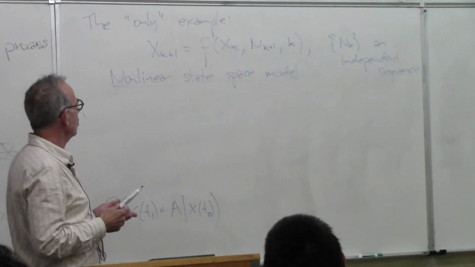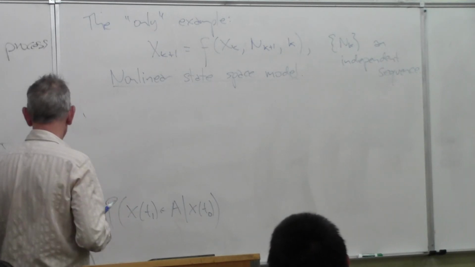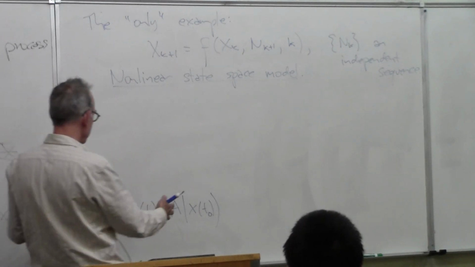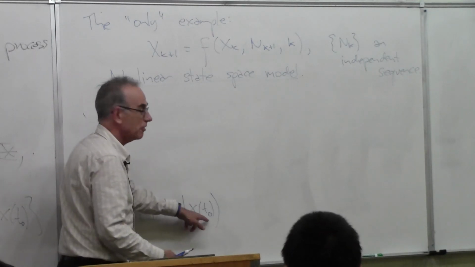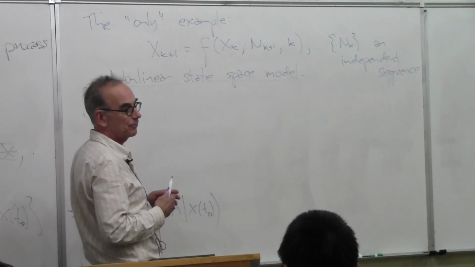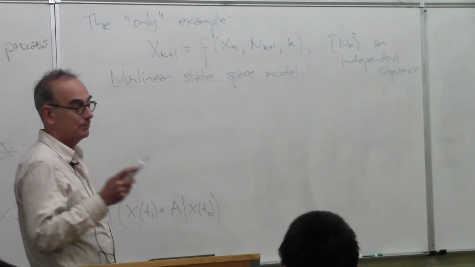But there's one thing wrong, it's still a bit complex, because describing this thing is really complicated. To describe it, you would need this for every t naught and t1 and every a and every possible value of x of t naught. There's a complexity thing that goes out the window. So typically, we assume time homogeneity.